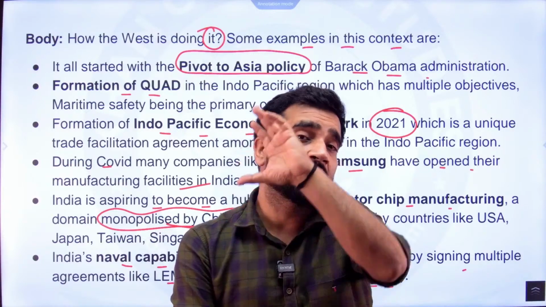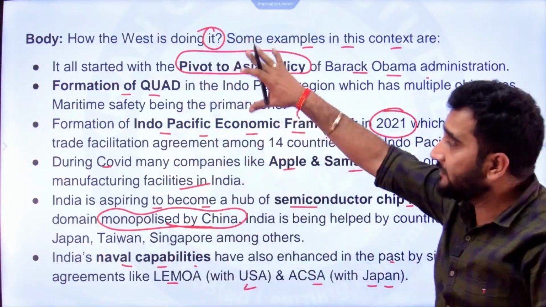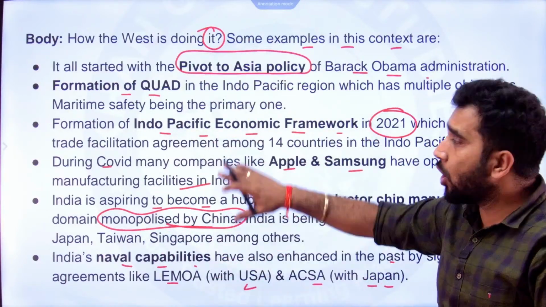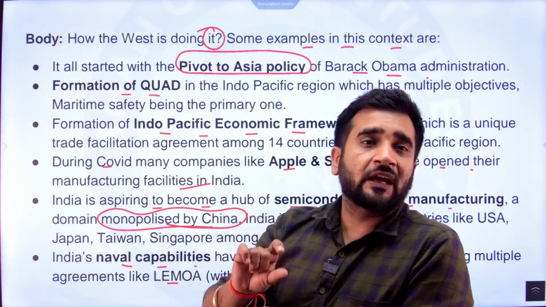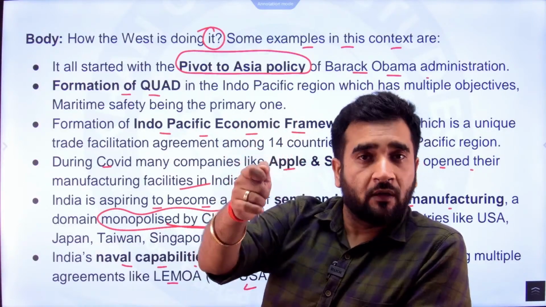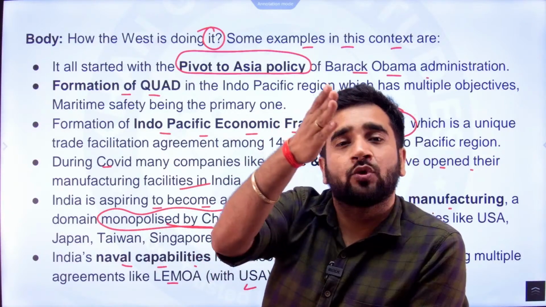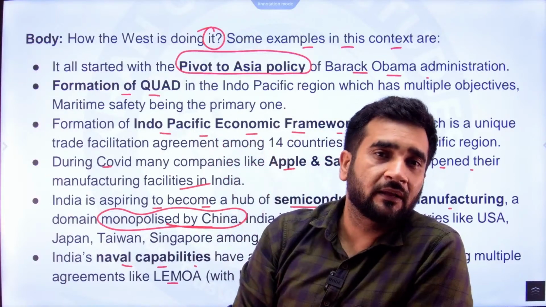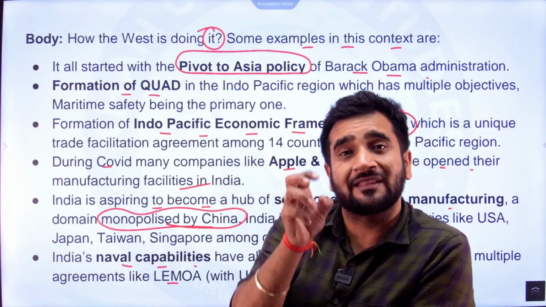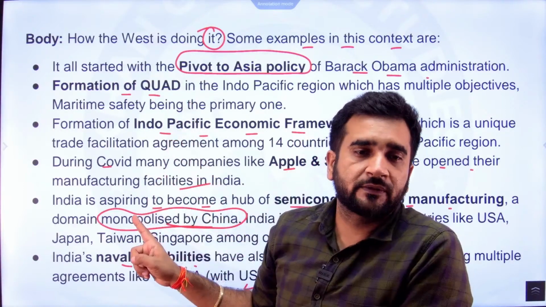These are certain examples, and you can see how diverse they are. In all of these examples, you will find a common link: participation by the West and India to contain China. And that is what the question was demanding. You had to explain this by examples. These are the examples.